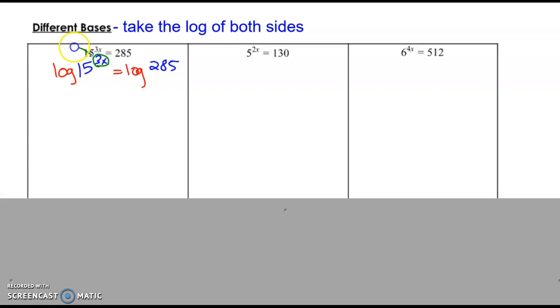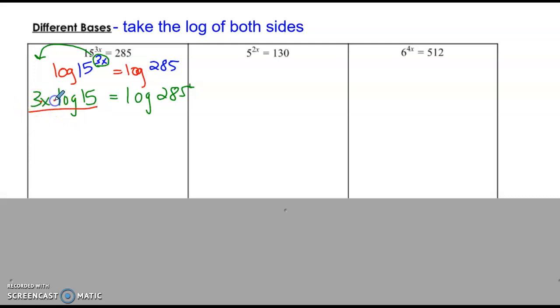All right, now we've got to go back and remember our power property with the exponents. So this 3x we can bring out front. So it's going to be 3x times the logarithm of 15 equals the logarithm of 285. Now, since these are base 10, because there is no base there on these logarithms, we could type this in our calculator, but you're going to get the more accurate answer if you wait till the last step to type it in on your calculator.